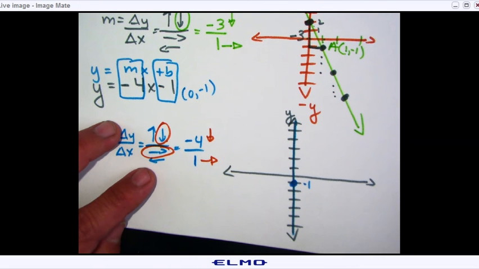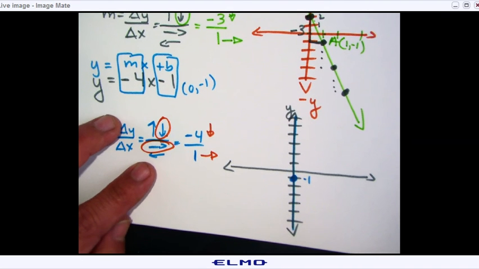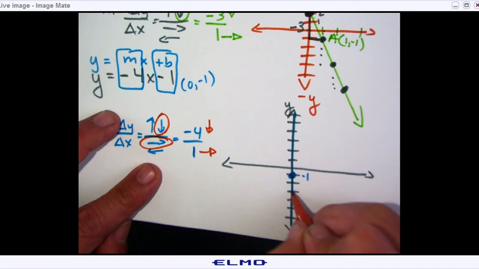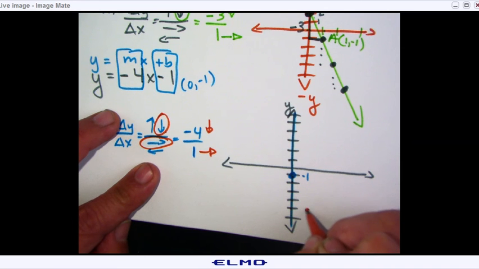Let's see. Here we go. Let's try a song. Here we go. 4 and 1. 4, then 1. Go. 1, 2, 3, 4, 1.